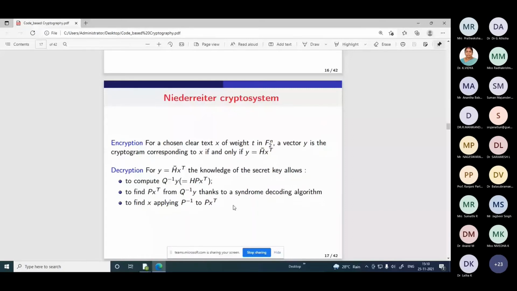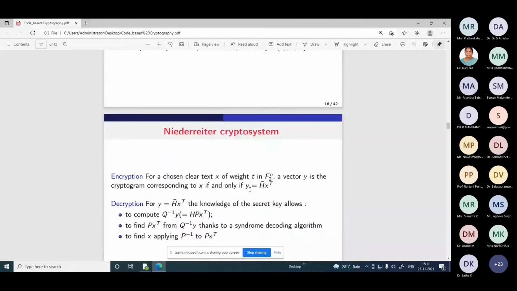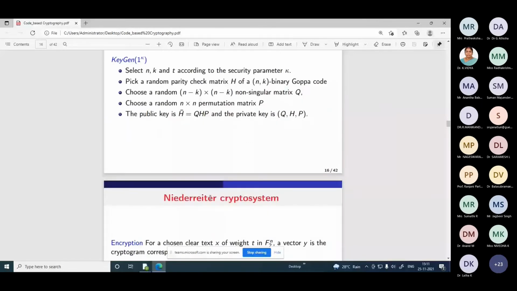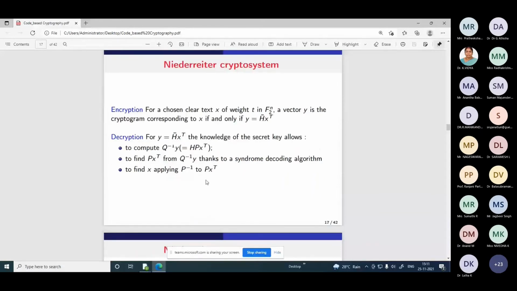How does he perform the decoding? H prime consists of three matrices, Q, H, P. So first he will remove Q by multiplying the resultant Y vector with Q inverse. Sorry, here Q is the invertible matrix, so with Q inverse he will remove the Q component, and the result is nothing but H P X transpose. Then by applying the decoding function, Bob will get back P X transpose, and then by multiplying by P inverse, he will get back the message vector X.